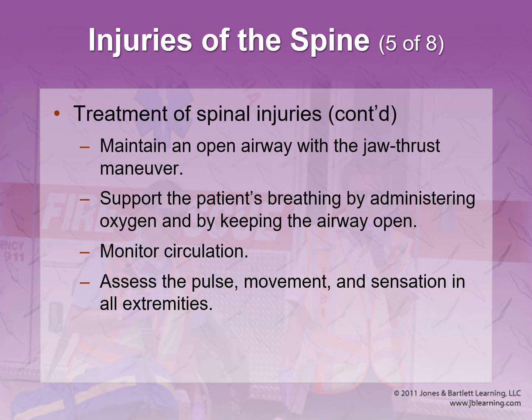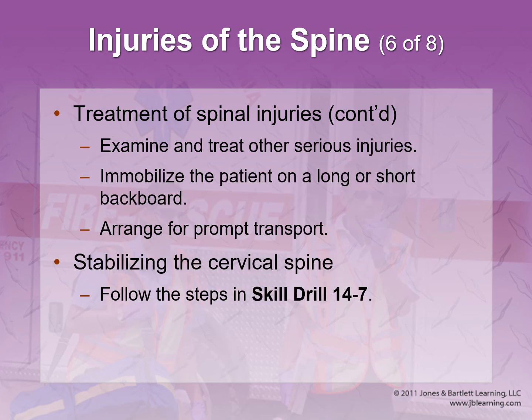Maintain their airway, jaw thrust best you can. Give oxygen. You do want to assess pulse sensation in all extremities, right? Because you don't exactly know what the situation is with the spine. You don't know where the injury is exactly. So check PMS in all extremities just to make sure we still got blood flow everywhere we need it.